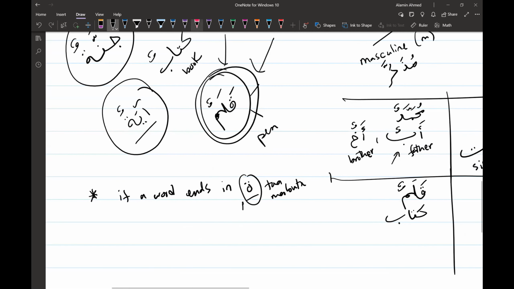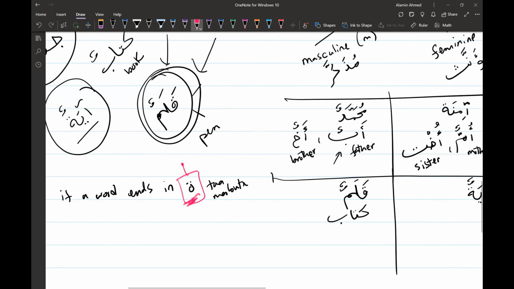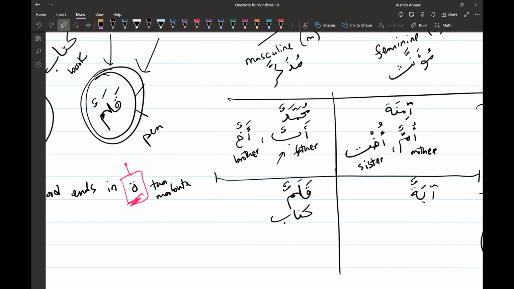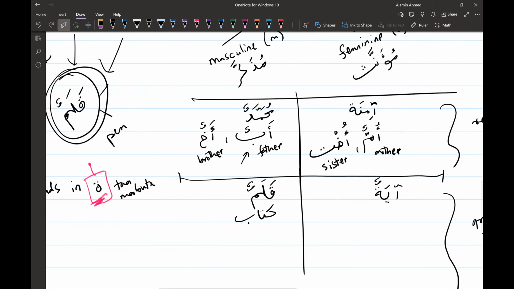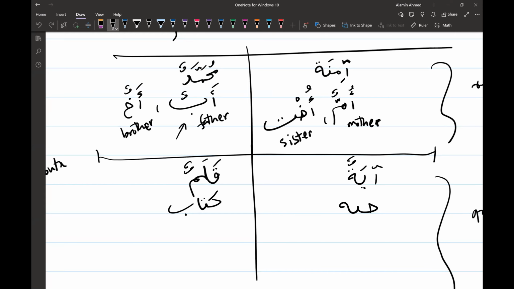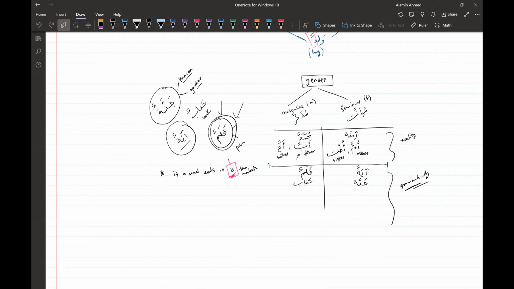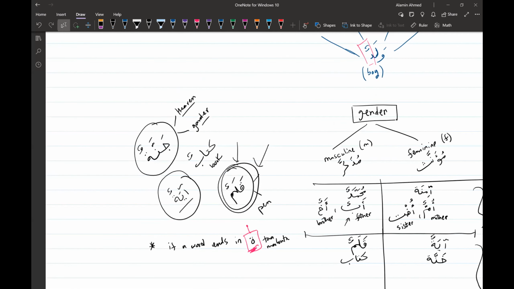Oh my goodness, this looks like a funny face. Because of this ta marbuta. Now it looks like a robot. Anyway, if it has ta marbuta, then we will be treating this word as feminine. So Jannah goes in this category. You understand?